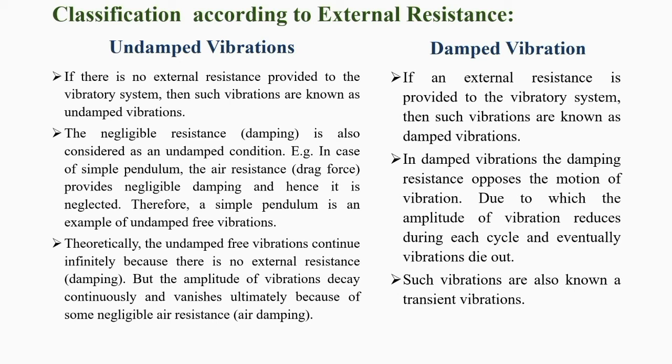Okay, but if such negligible damping is there, then still it is considered as undamped vibration, because the energy losses are very negligible. Next type of vibration is damped vibration. Generally damping is provided to reduce the amplitude of vibration, to reduce the undesirable effect of vibration, to control the amplitude of vibration. So that's why external resistance is provided by using a damper or other such devices.